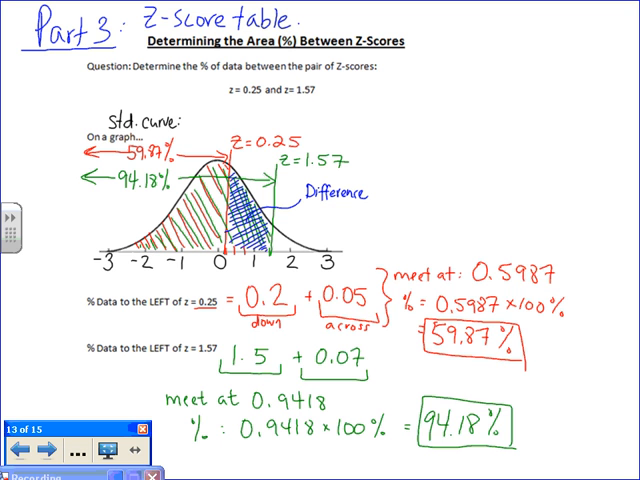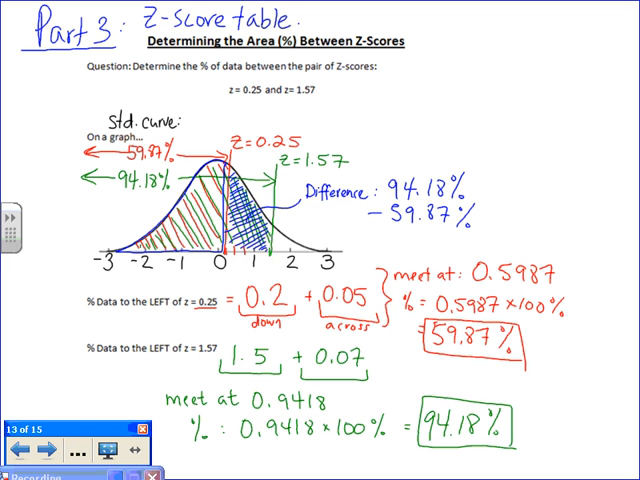So I'm going to take the larger percentage, which is 94.18, which is to the left of the green line, and I'm going to subtract all of this red area over here. I'm going to subtract that, which is 59.87, and that will just leave me with the blue area between them. So it's going to be the difference. It's going to be 94.18% subtract 59.87%. I'm going to find the difference by doing that subtraction.